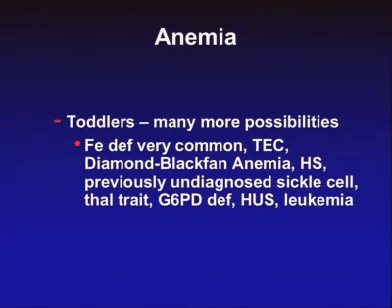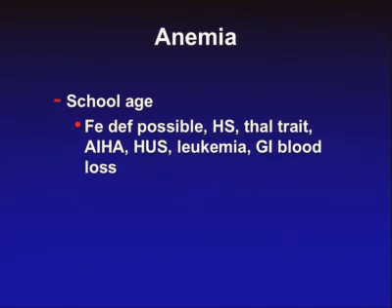Hereditary spherocytosis starts to show up in the toddler age range. Do you have a previously undiagnosed sickle cell patient? That happens. Do you have thalassemia trait? Often it is picked up at the same time as screening for iron deficiency anemia. You have to sort those out. G6PD for sure shows up in this age range. And then I started to add hemolytic uremic syndrome. In this age range, definitely leukemia comes on the scene a little bit more, for sure more than it does with infants.